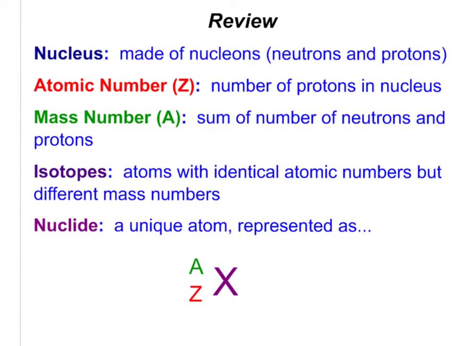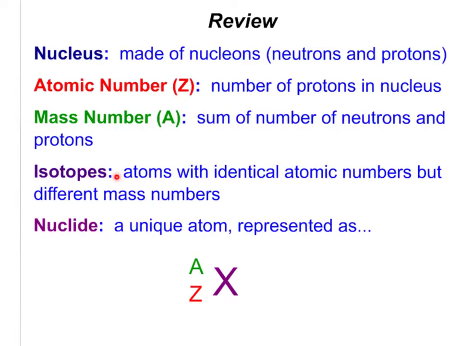Let's do a very quick review. We've had this earlier this year, all of these things, but I want to make sure you remember them. The nucleus in the atom is made up of what we call nucleons. When you see that word, it's referring to the neutrons and the protons. The atomic number, oftentimes in nuclear chemistry, gets designated as the Z. It's the number of protons in the nucleus. The mass number oftentimes is symbolized with an A, and the mass number is the sum of the neutrons and the protons. Remember that.